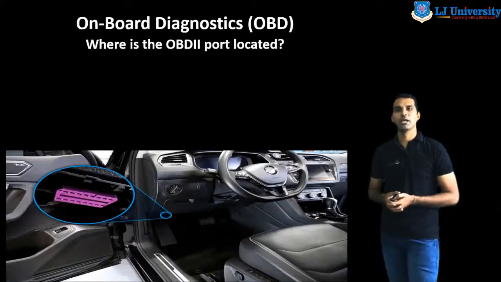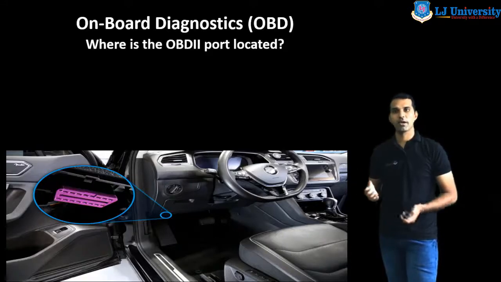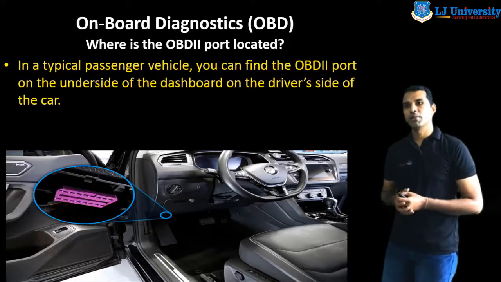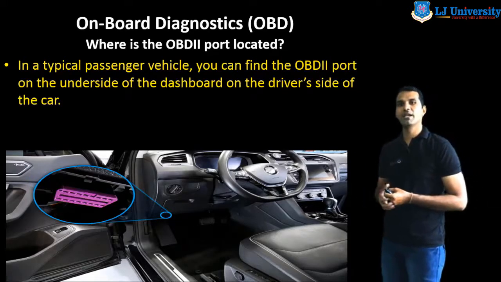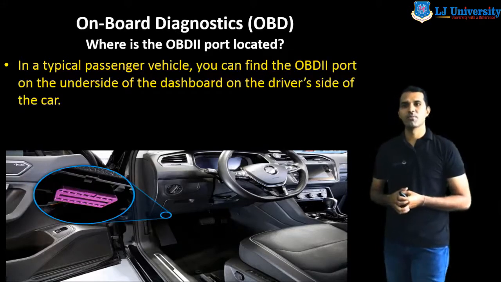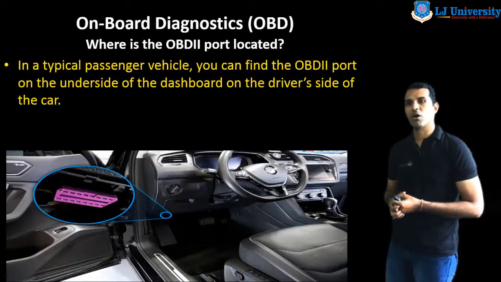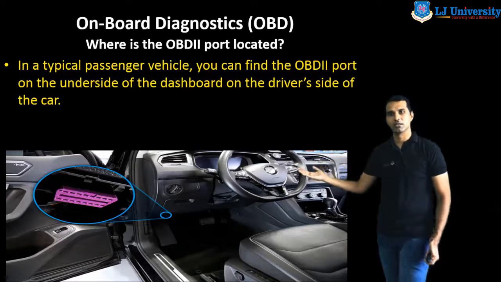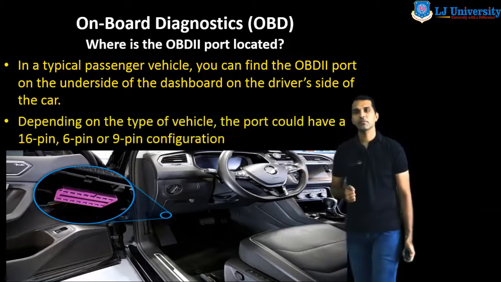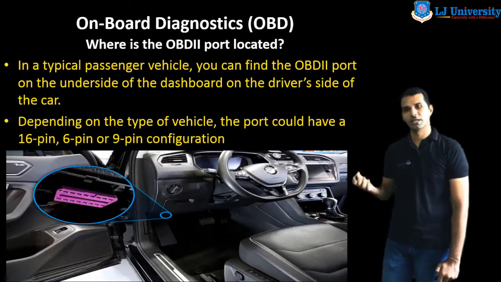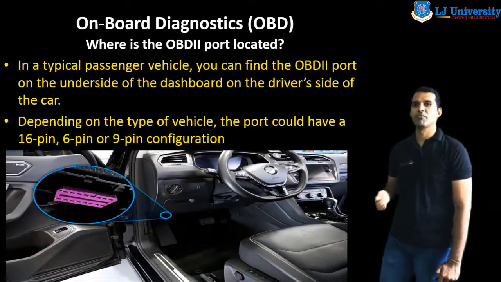Now, where is the OBD2 port located? So this OBD port is here. We can see in this figure where it is located. In a typical passenger vehicle, you can find the OBD port on the underside of the dashboard on the driver's side of the car. That means here we can see that this is the OBD port. Depending on the type of vehicle, the port could have a 16-pin, 6-pin or 9-pin configuration.